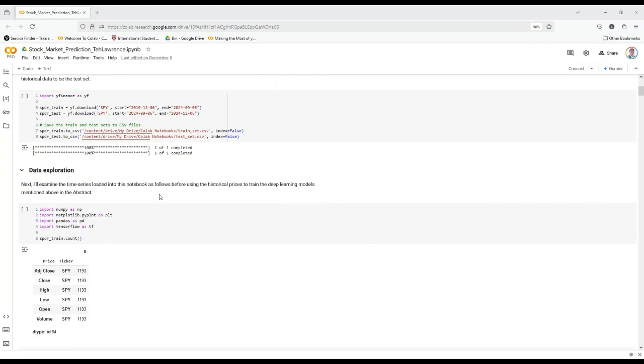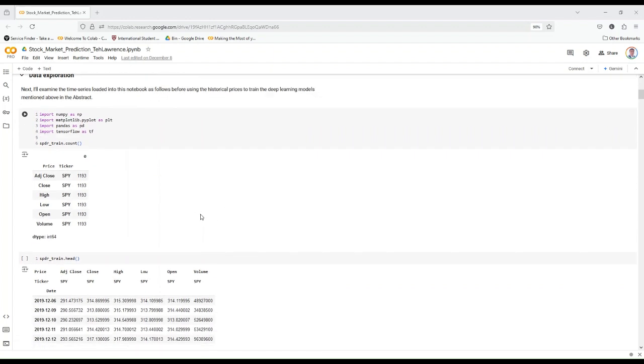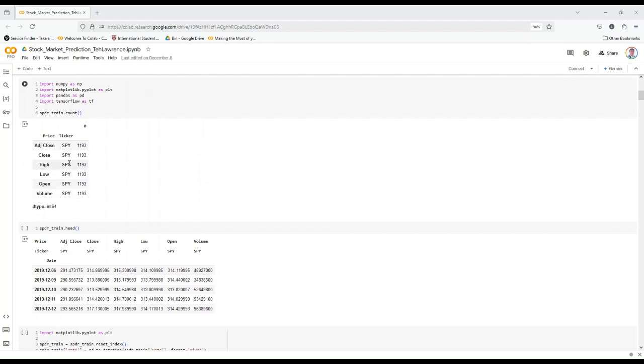Moving on, the next section is the data exploration. Before using the data downloaded from Yahoo Finance, let's take a look at how good or how bad the historical prices are. I did some cursory checks on the counts, and for each of the data attributes, adjusted close, high, low, open, and volume, there was no missing data, and they all add up nicely to 1,193 data points.